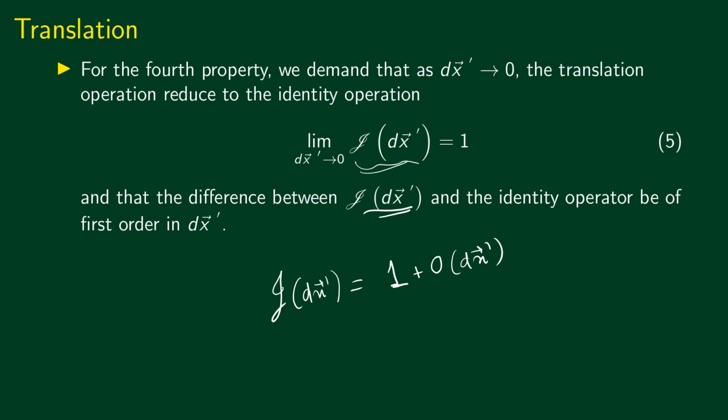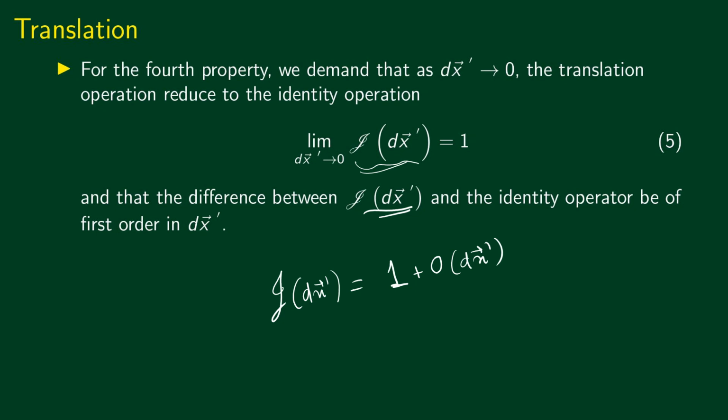So when do we say that dx vector prime is very small? We say that dx vector prime is very small if dx vector prime square is negligible, if higher order terms are negligible. That's the reason why we say that the difference between J of dx vector prime and the identity operator has to be in first order in dx vector prime. It's the same thing as saying that this translation is an infinitesimal translation.